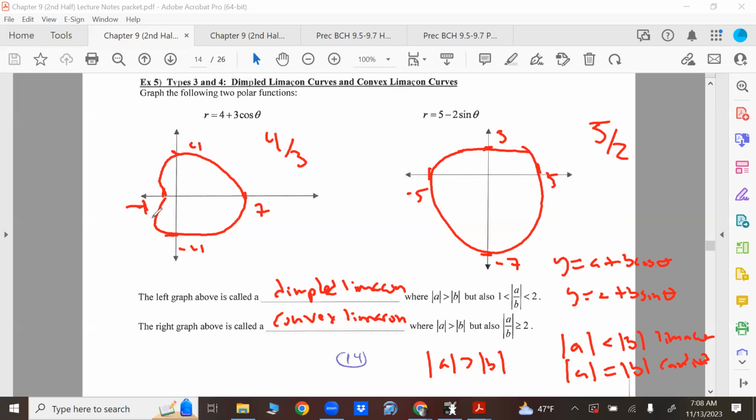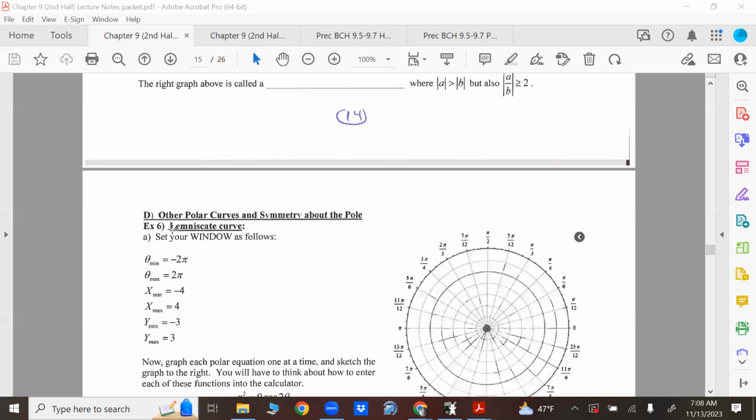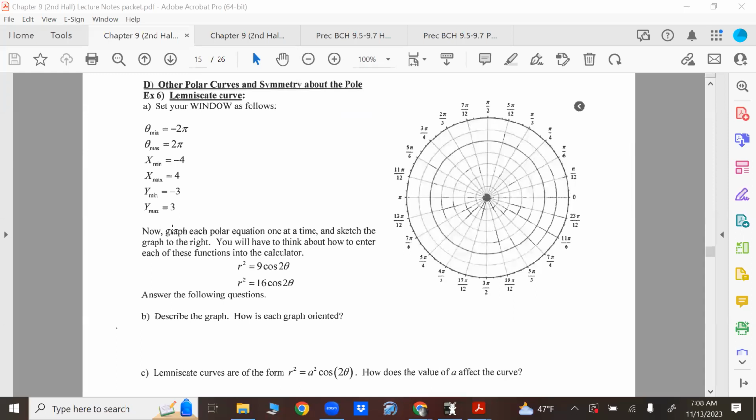Okay, let's move on to part B. Okay, for part D, other polar curve symmetry about the pole.